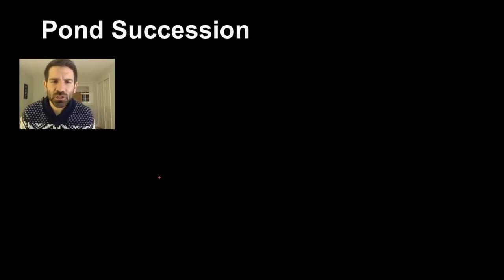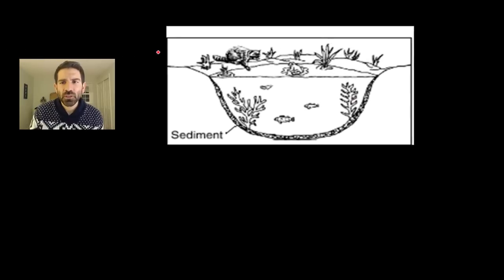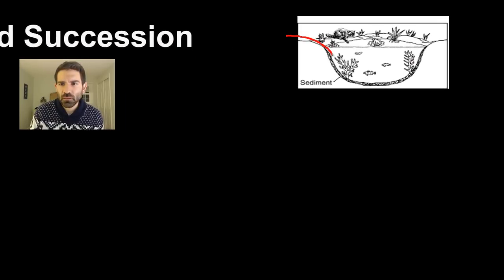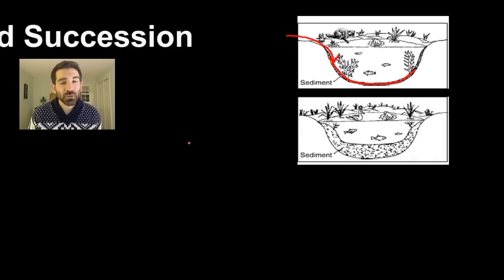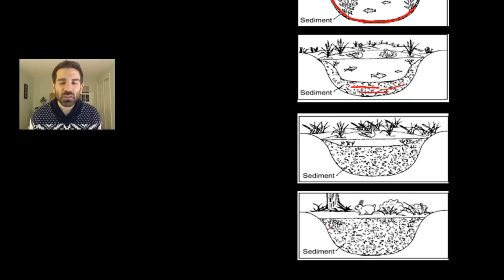The last type of succession I want to talk about is pond succession. And we're going to start off with an open pond. In this situation, the erosion of soil will lay sediment down at the bottom of the pond. And over time, that pond will start to fill in with greater and greater amounts of sediment. And you can see that the community around the pond is also changing. In this example, they've got it almost filled, and at the end, it's completely filled in.